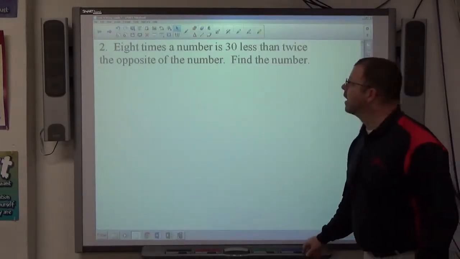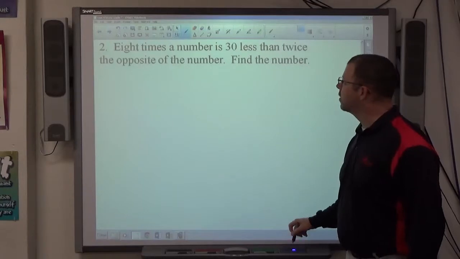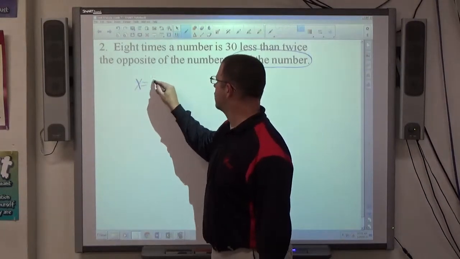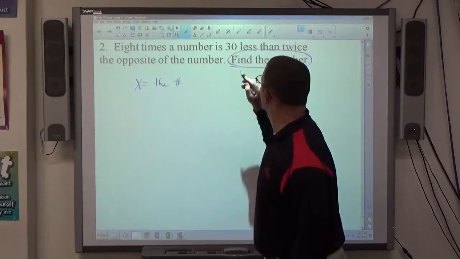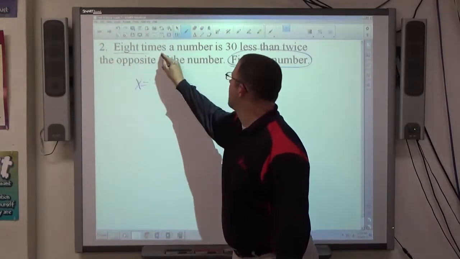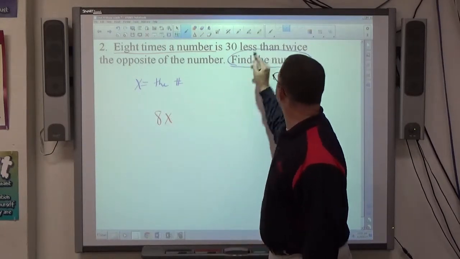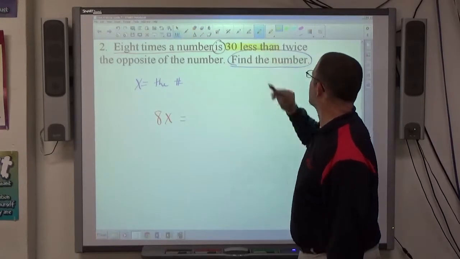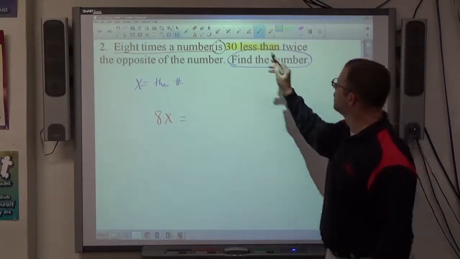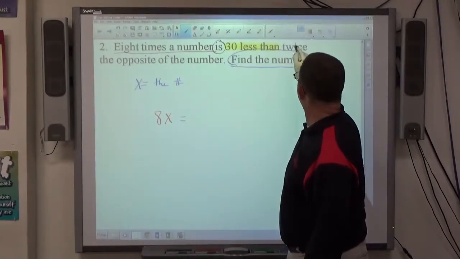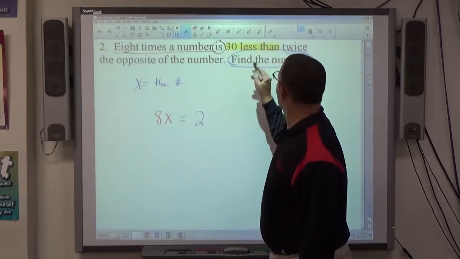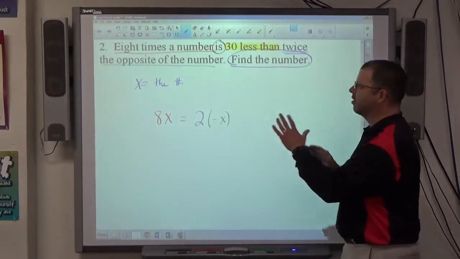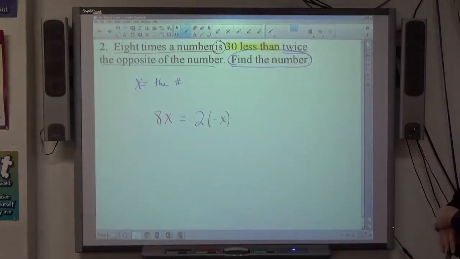Number 2, 8 times a number is 30 less than twice the opposite of the number. Find the number. So again, here's our directions. Find the number. So x equals the number. 8 times a number, 8x, is equals. If you have a less than or greater than, we ignore that. So 30 less than, ignore that for right now. And then twice means 2 times. And then it says the opposite of the number, that's negative x again. So that much is everything but the highlighted part, and we get to the period, so the equation's done.